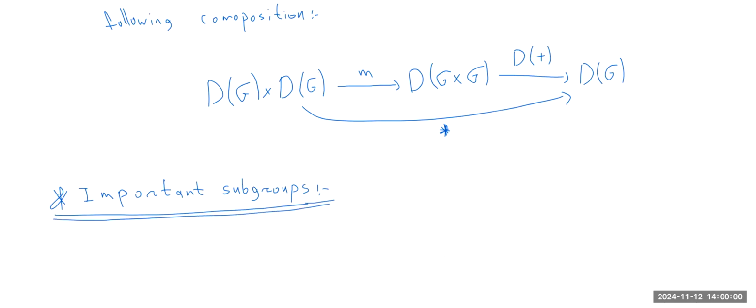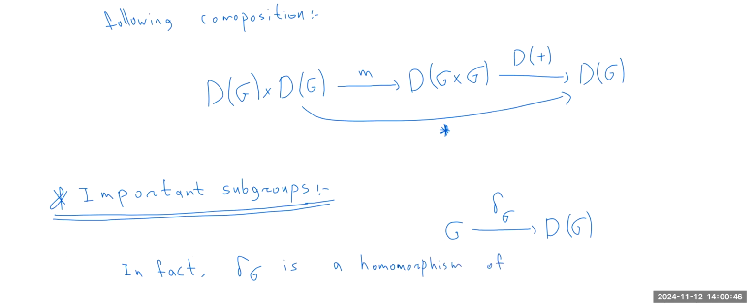Yeah. So actually, first of all, it's good to know that we have this delta G from G to distributions on G. But actually, this is a homomorphism. Okay, this will be a homomorphism. So write it. In fact, delta G is a homomorphism of monoids, of course, because every group is a monoid. So this is a homomorphism of monoids.